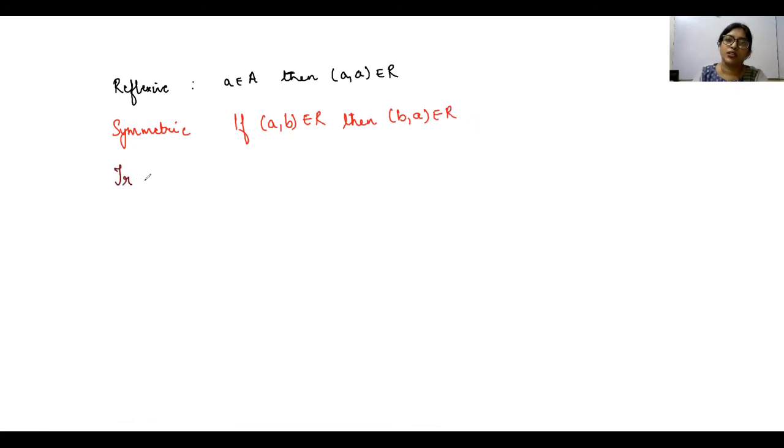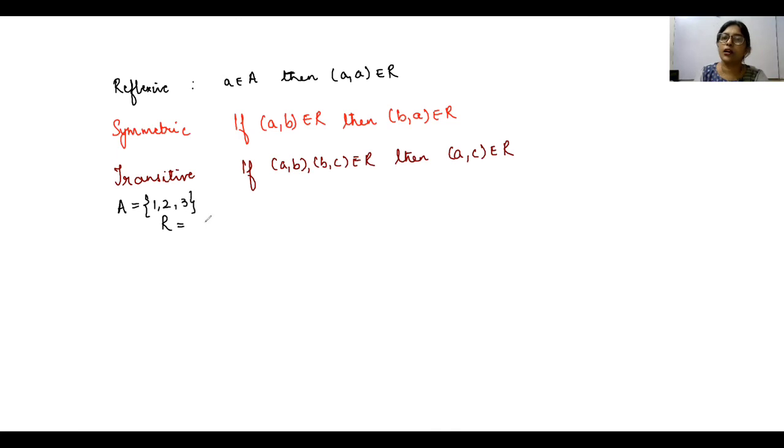And transitive is, if (a, b) and (b, c) both belong to R, then we need (a, c) belonging to R. Okay. So let's consider one relation again. Say we have taken the set A, which is {1, 2, 3}. If I take R as (1, 1), (2, 2), and (3, 3), this is reflexive because every element is associated or related with itself. So it is reflexive.